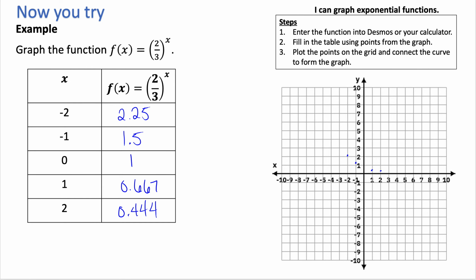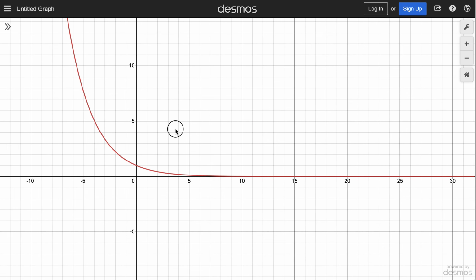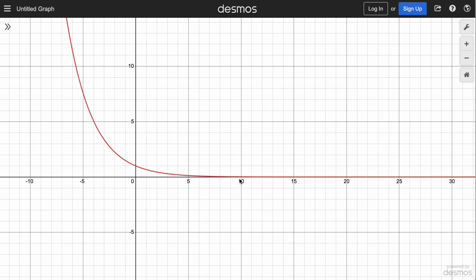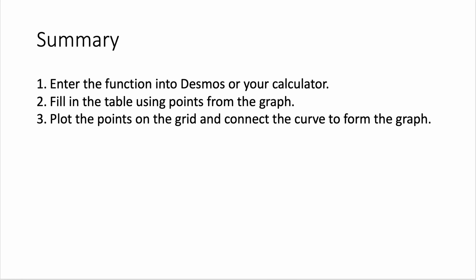Once again, I want to get a big picture overview of what my graph looks like when I sketch it, so I'm going to zoom out in Desmos. Notice it is a downward sloping graph. It's going to approach the x-axis, but it's not going to actually cross it. So I'm going to use that to connect and fill in my graph. It's going to go like this, and then it's going to go up in this direction. Okay, so that is about the graph of f of x equals 2/3 to the x. So remember, to graph exponential functions, you're going to start off by entering the function into Desmos, or you can use your graphing calculator. Then fill in the table using points from the graph, and then plot the points on the grid and connect the curve to form the graph.